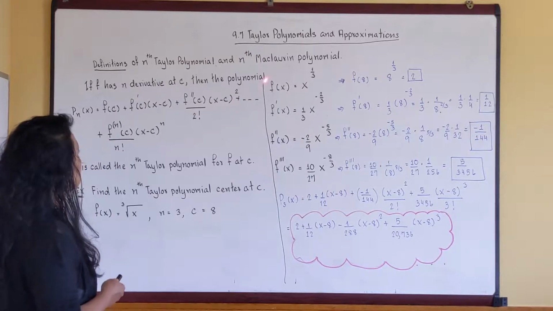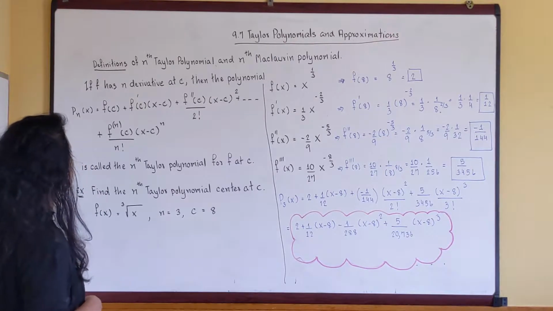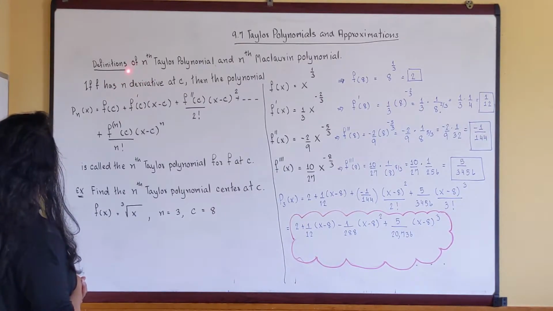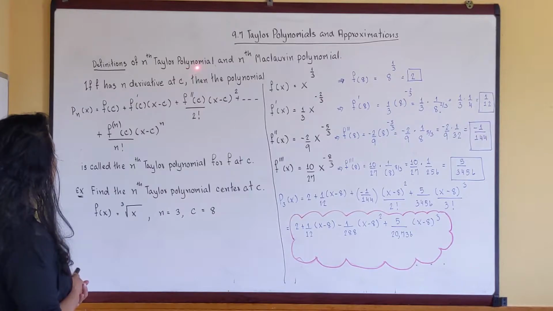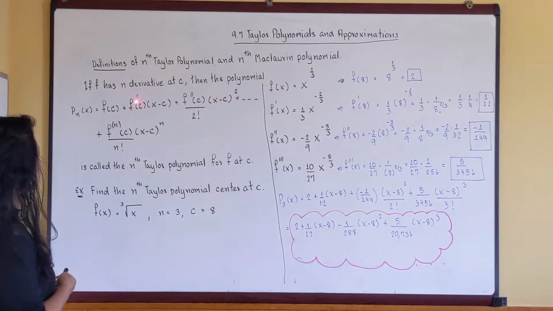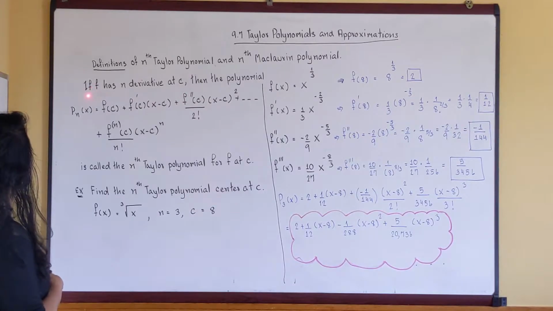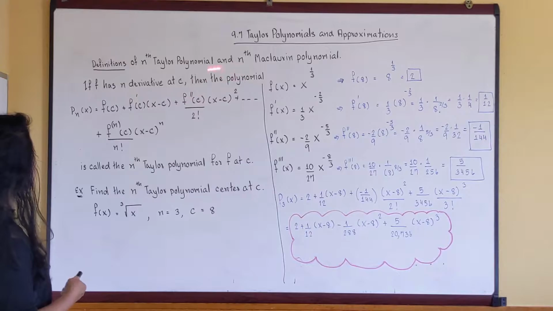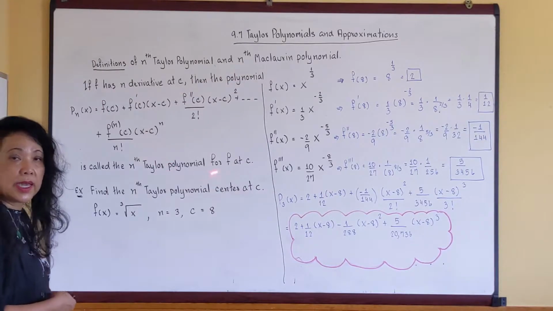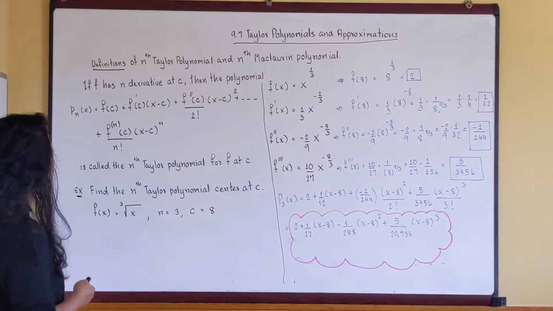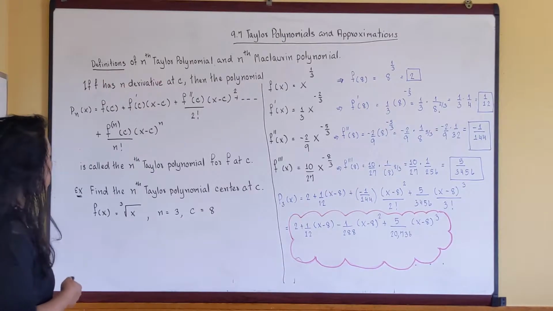9.7 Taylor polynomial and approximation. So the first definition is the definition of the nth Taylor polynomial. We will go to this later. The definition is: if f has n derivatives at c, then the polynomial is given by this calculation. Basically, you have to take the derivative n times.